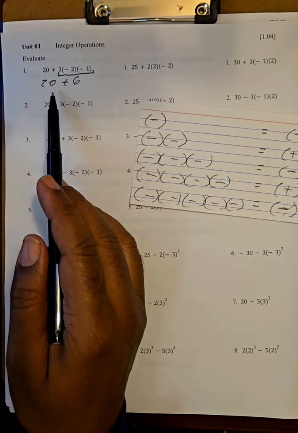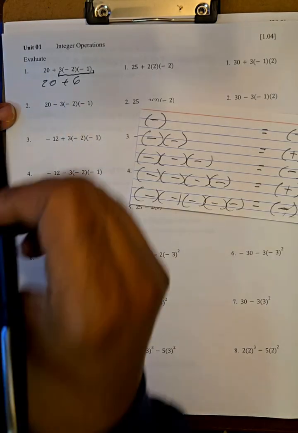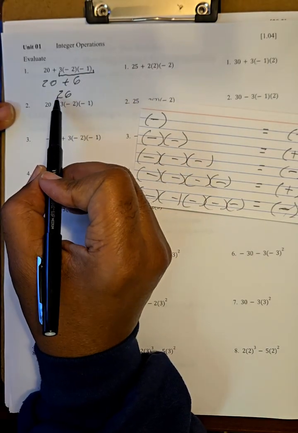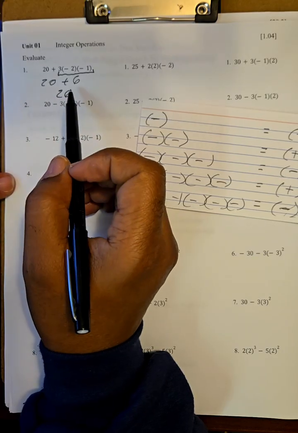And now the rule is same signs will add. So these are same signs, positive and positive, so we'll get 26, and then the bigger sign wins, which is the 20, which is positive, so we'll keep this positive, and no sign again means positive.